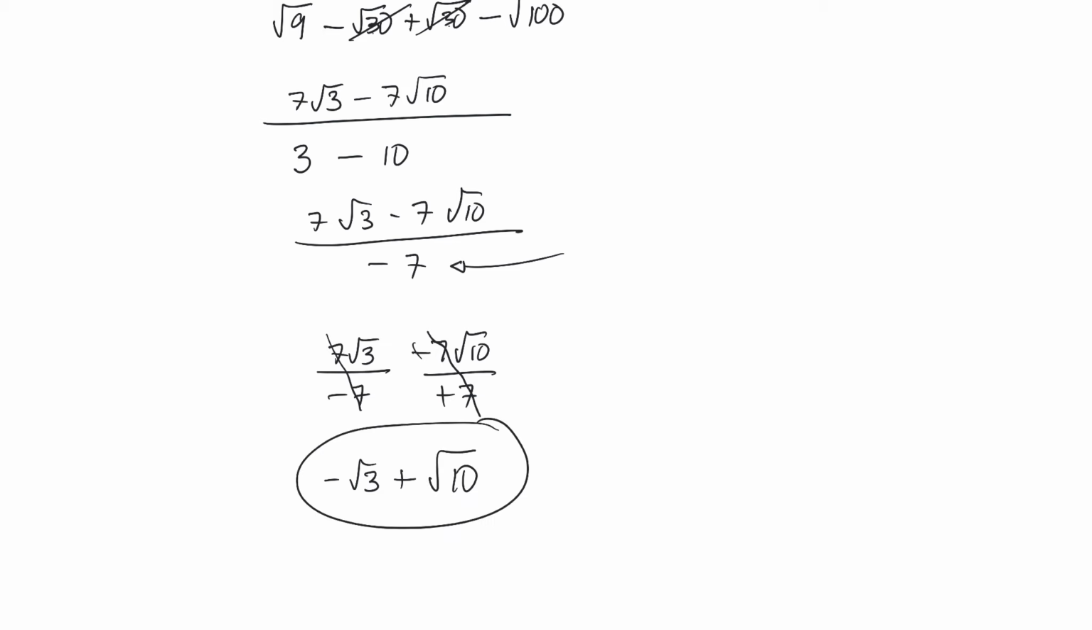I could rewrite it if you want to have the positive term first. So you could write it as root 10 minus root 3. But both of those are 5 out of 5.